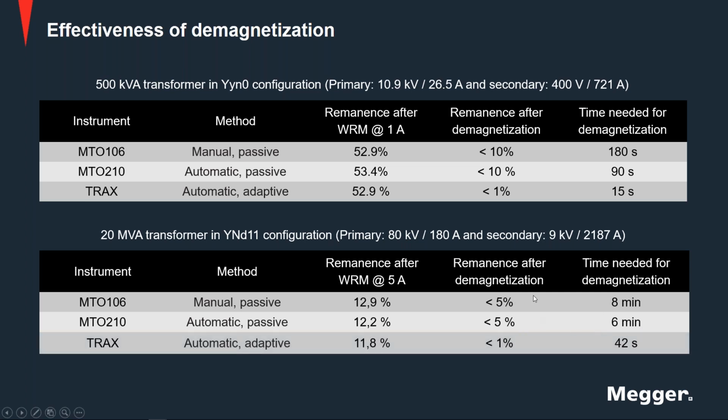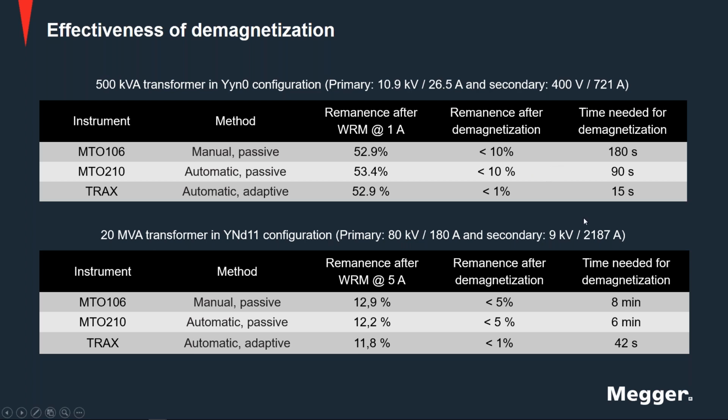And then the tracks. Less than 1% remnants after demag, and it only took 42 seconds. So significant time savings when you are doing the demag with the tracks using that adaptive demag versus the passive of the MTO 210 and 106.